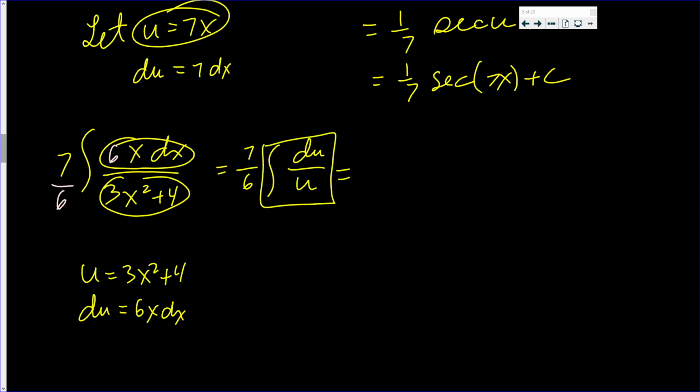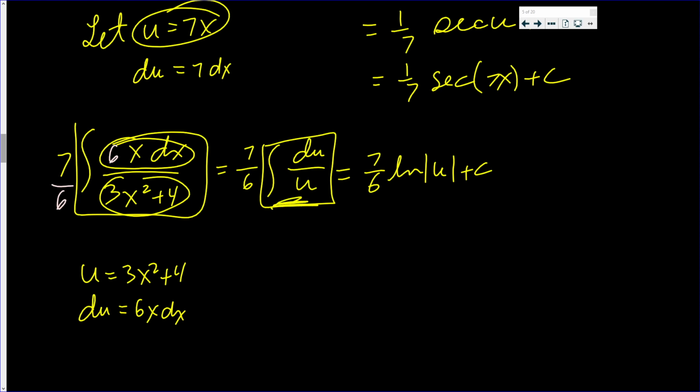I remember this integral. You have to remember some integrals. You don't have to remember this integral, but you have to remember this one. This is 7/6 ln of u, which is 3x squared plus 4, which is always positive. So you don't need the absolute value bars.